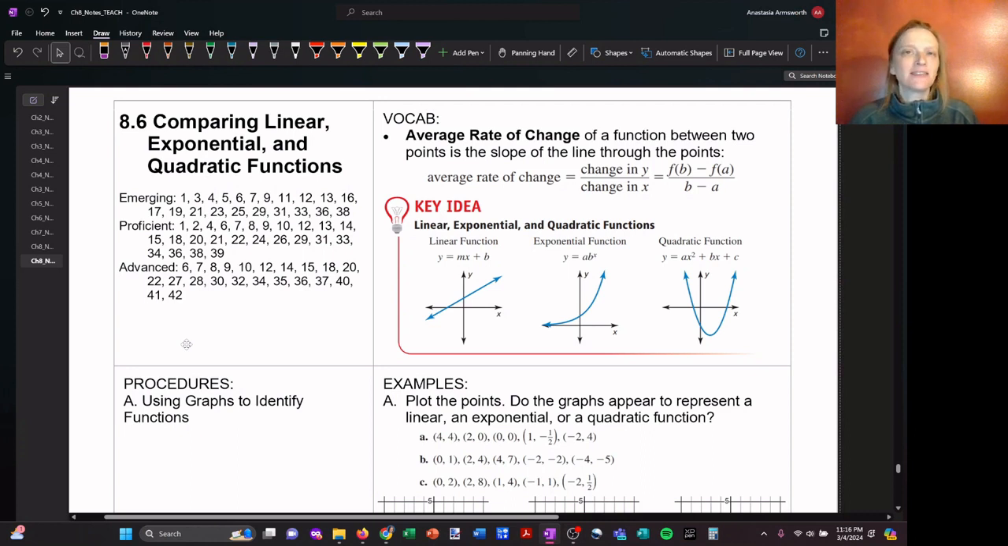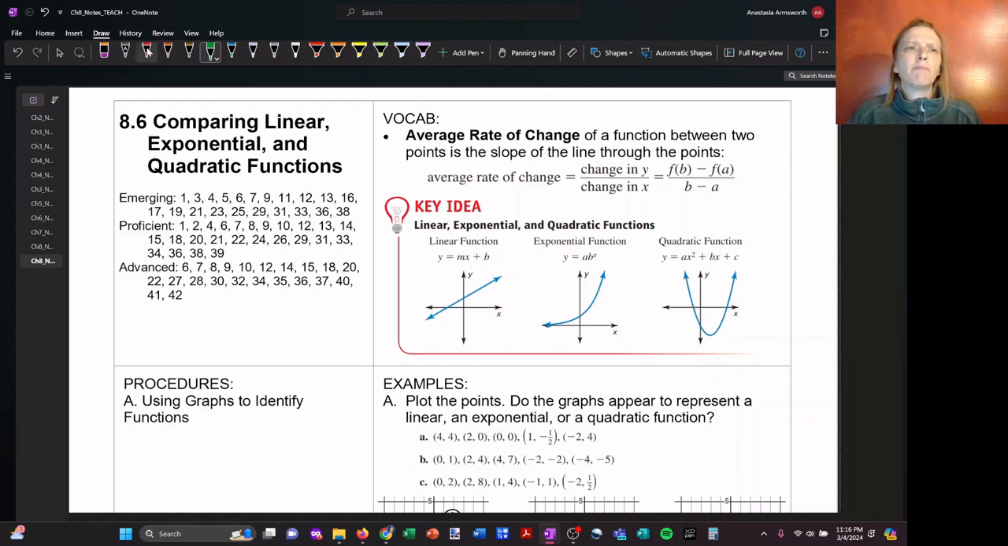Hi, folks. In this last section of Chapter 8, we are going to compile together things that we've learned in a few different previous chapters. The first types of equations we learned about were linear functions. And then this semester, we started learning about exponential functions. And then more recently, we've started learning about quadratic functions. So we're going to look at all of these together to make sure that we know how they're different from each other, how we can tell them apart.